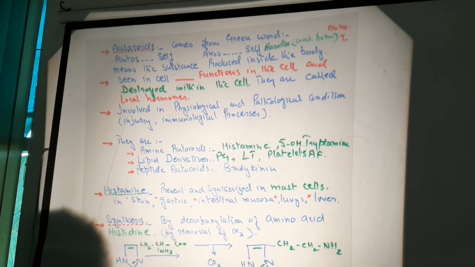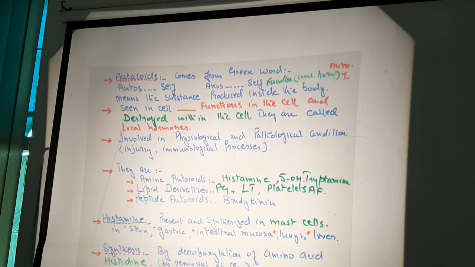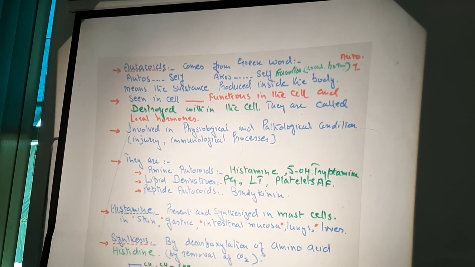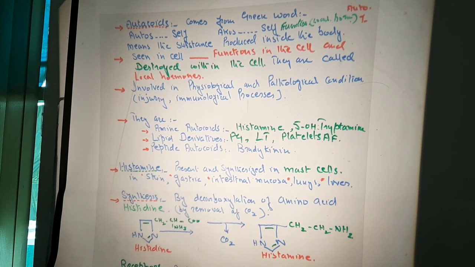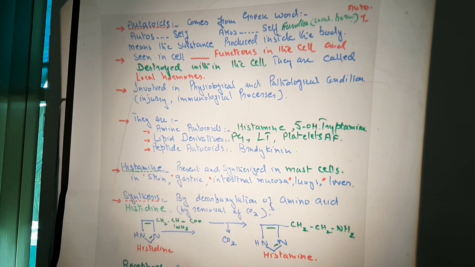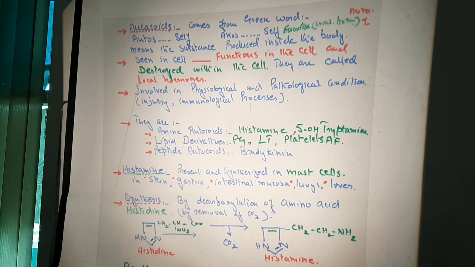Now let's start the autocoids in detail. I think you have followed the figure which I have just shown you. Now autocoids, it is a word which comes from the Greek. Autos means self, and acos means the self function, or the function of the component in local form. That is known as autocoids.